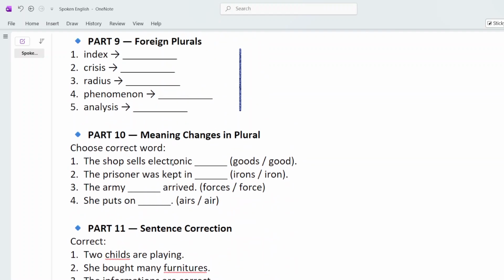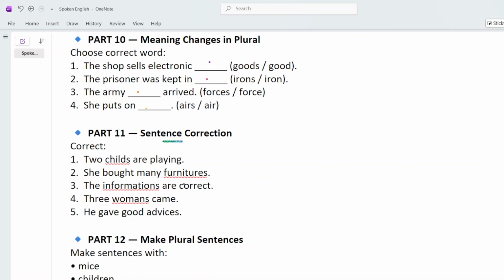Yes, here. Meaning changes in plural. All right, meaning changes. The shop sells electronic good or goods. So that you have to fill in the blanks here. The same drill. All right. Now sentence correction, a very interesting section. Two childs are playing. Absolutely incorrect. Go ahead and correct that, please.